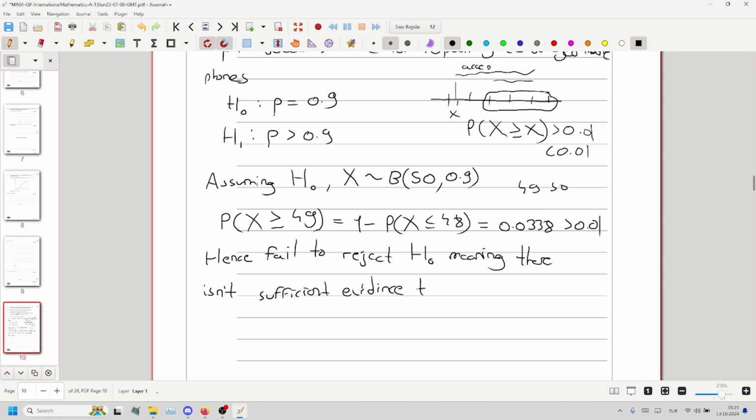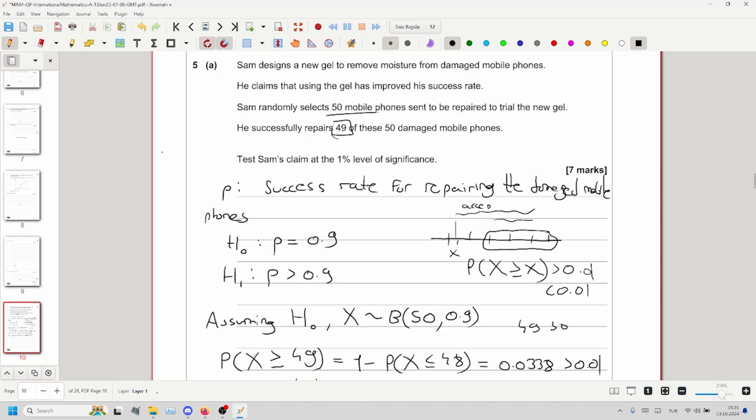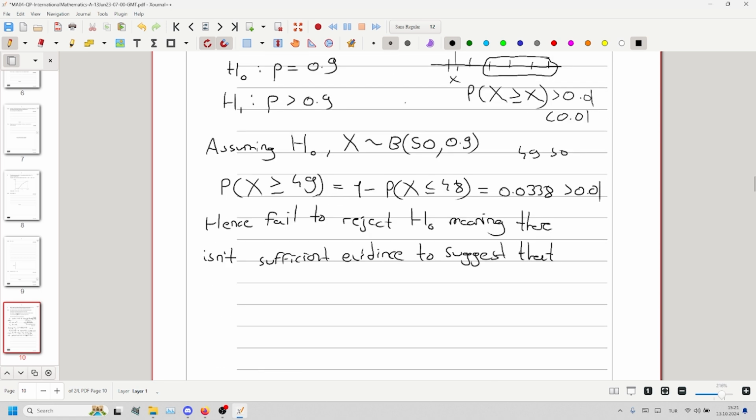Evidence to suggest Sam's claim. What's Sam's claim? Sam claims that using the gel has improved his success rate. So that's his success rate. Success is again written with two S's. Has improved by using the gel.